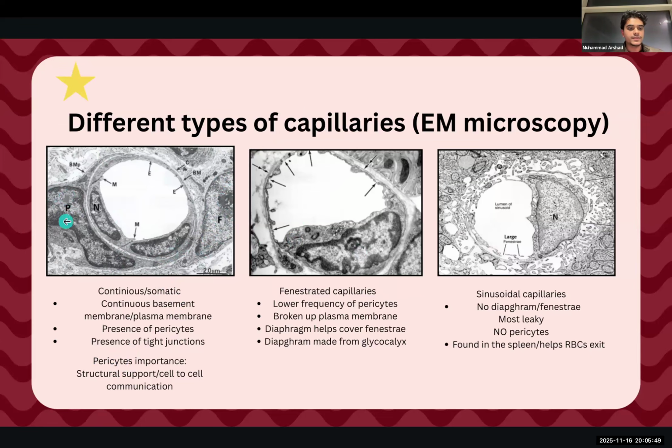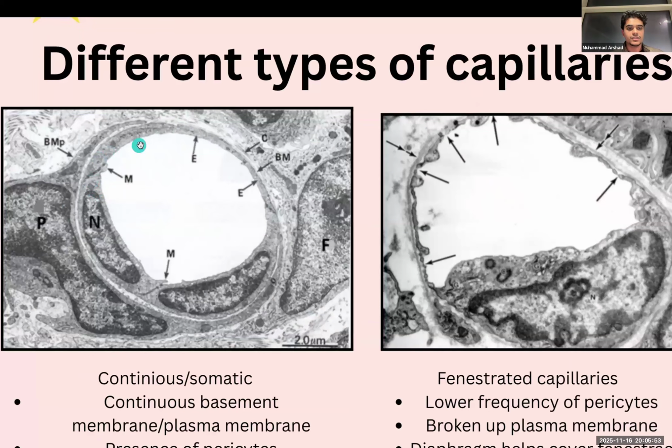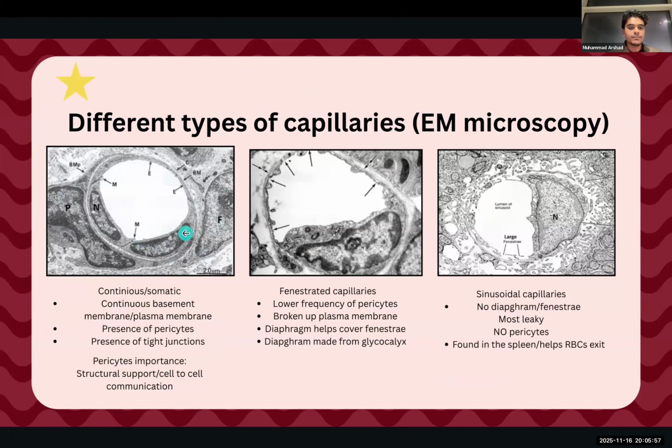But the most important thing to know here is the pericyte, and that it's continuous because there's a continuous basement membrane and a continuous plasma membrane. An example of where you'd want a continuous or somatic capillary is in the brain, because you don't want fluid leaking out into the brain, obviously.